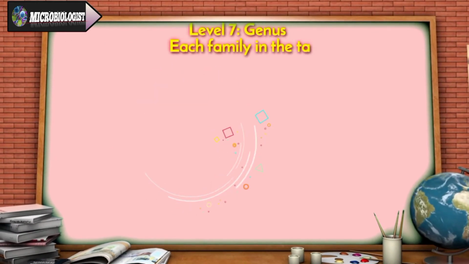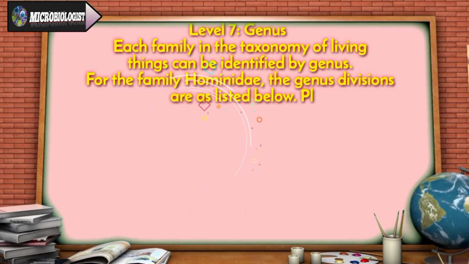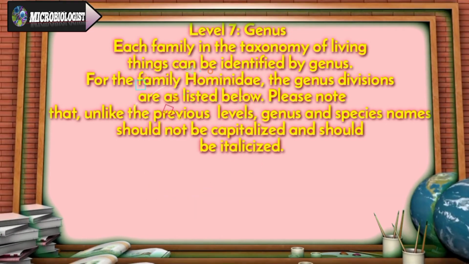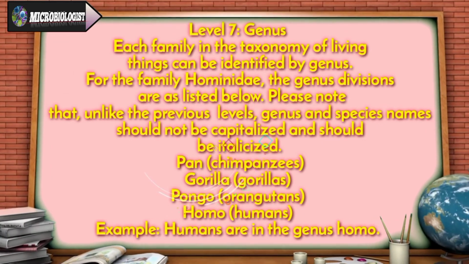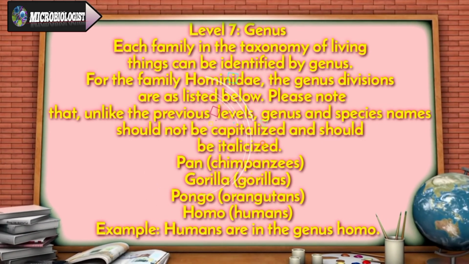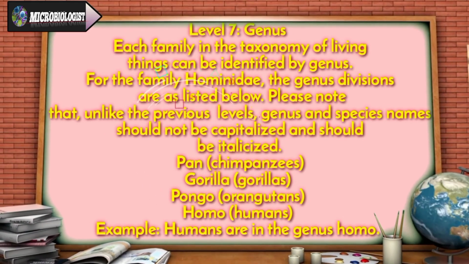Level 7, genus. Each family in the taxonomy of living things can be identified by genus. For the family Hominidae, the genus divisions are as listed below. Please note that, unlike the previous levels, genus and species names should not be capitalized and should be italicized. Pan, chimpanzees; Gorilla, gorillas; Pongo, orangutans; Homo, humans. Example: humans are in the genus Homo.